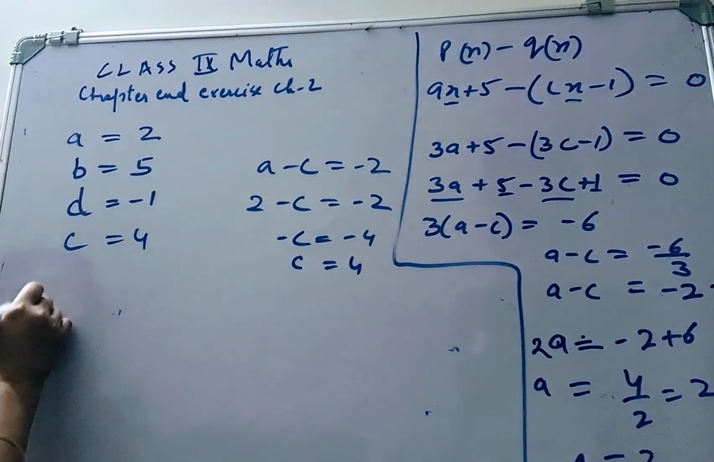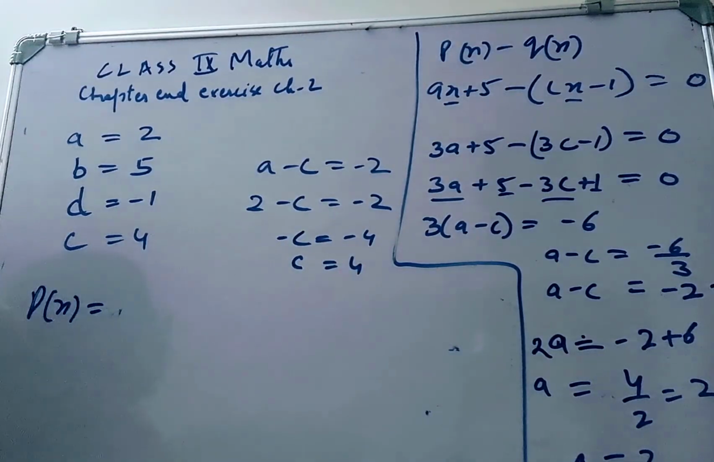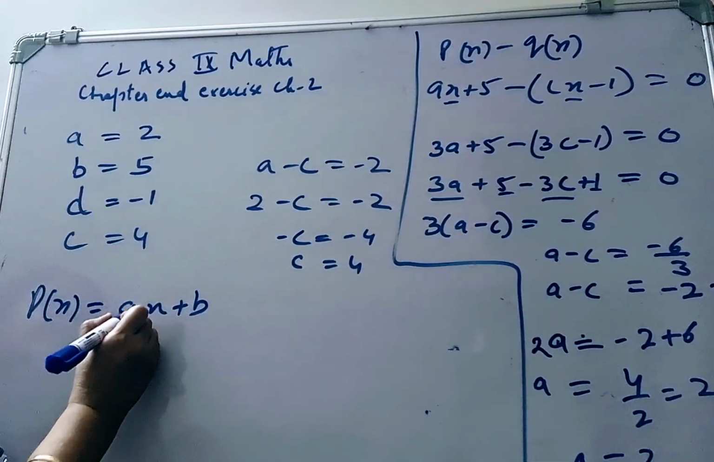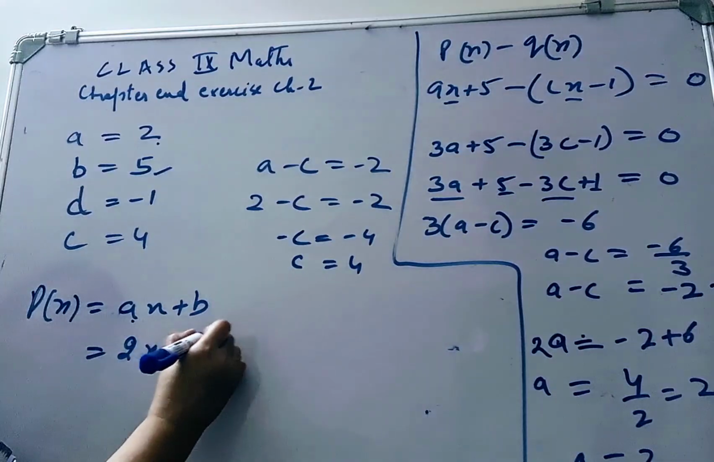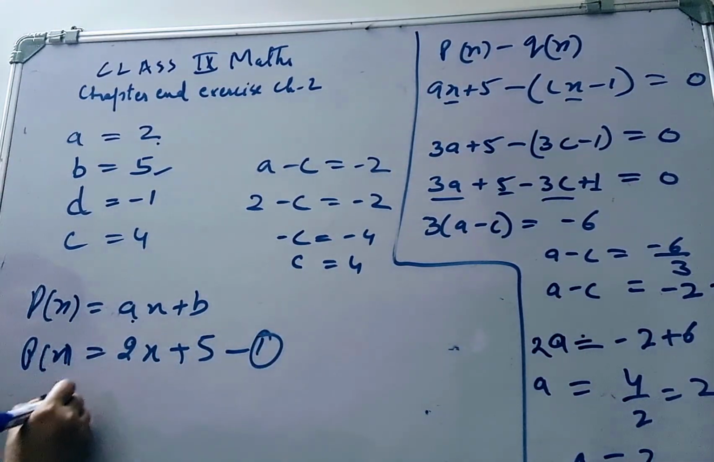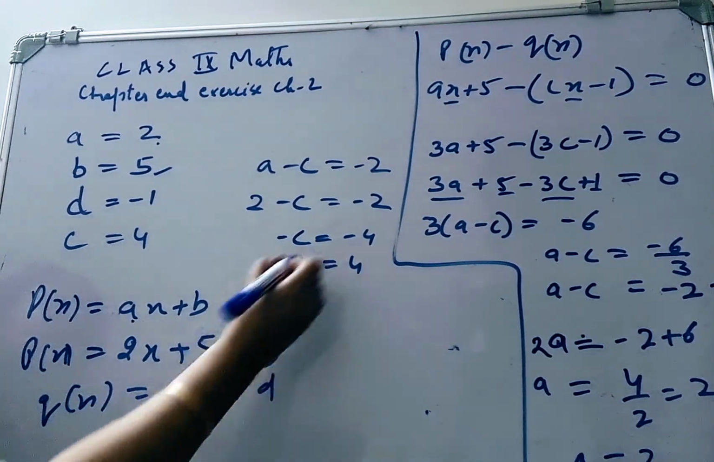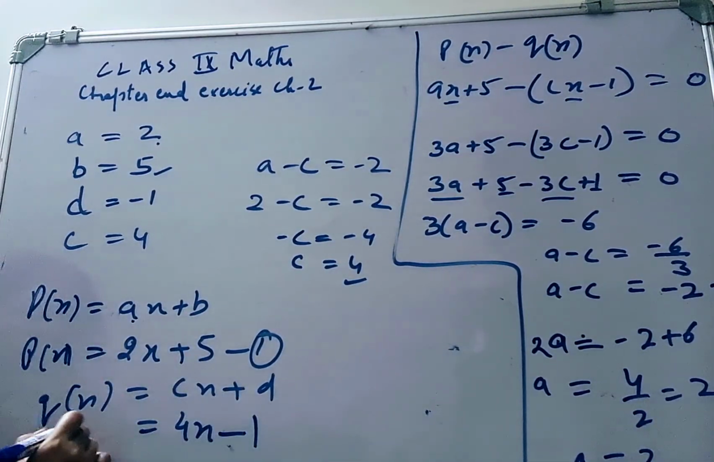Now let's write the polynomials. P(x) is equal to ax + b, a is 2, so 2x + 5. This is my first. Now Q(x) is equal to cx + d, c is 4, so 4x minus 1. This is my second.